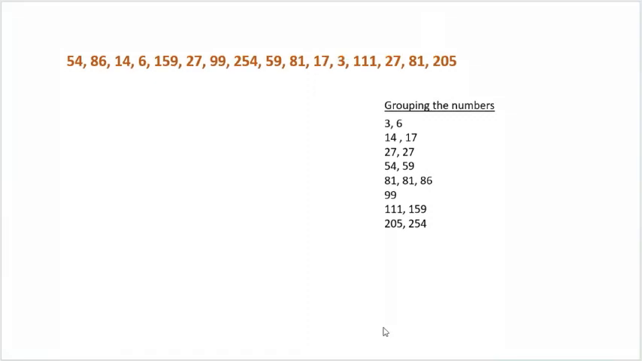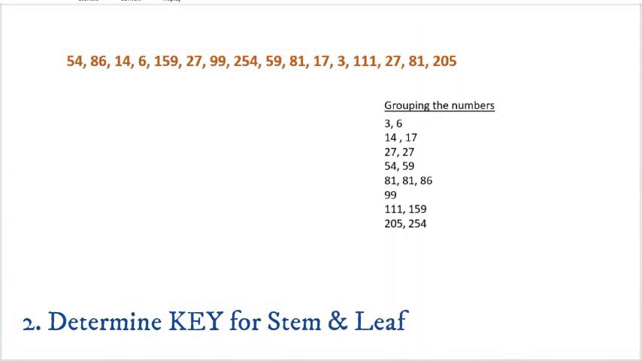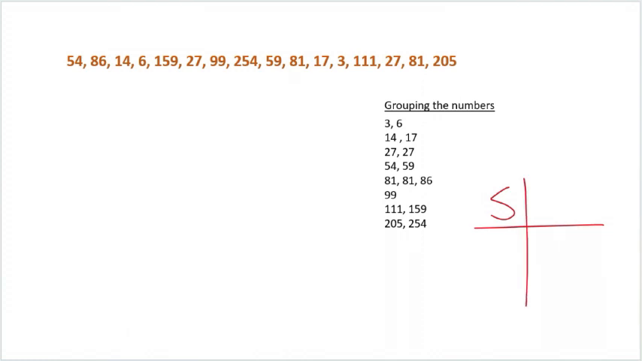So the next step is to determine the key, what the stem portion will represent and what the leaf portion will represent. For these numbers, I see that I have some in the hundreds. So my stem, which I represent with S, is going to represent the 100s and the 10s column. For example, if I have a 1 in the stem column and a 4 in the leaf, that represents 14. If I have 11 in the stem position and 1 in the leaf, that represents 111.